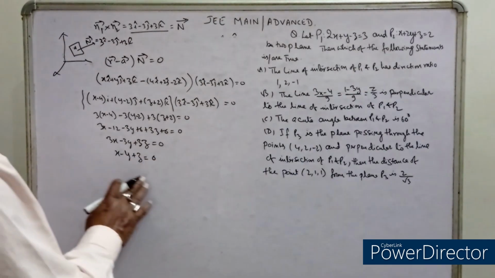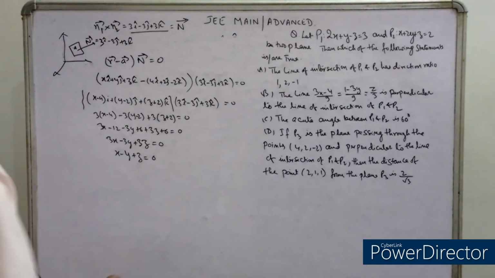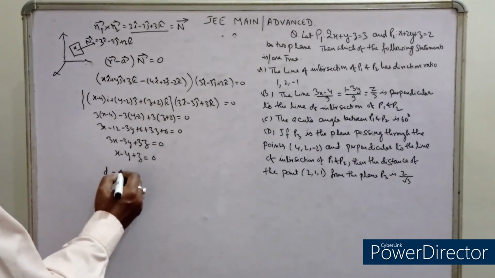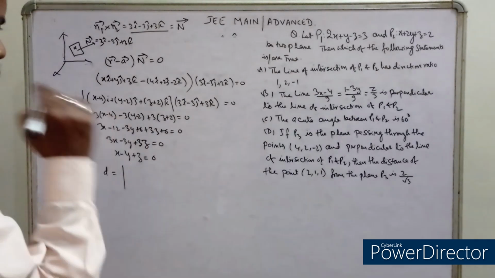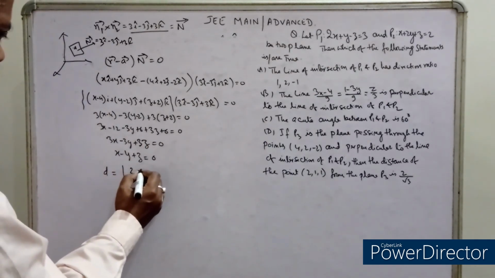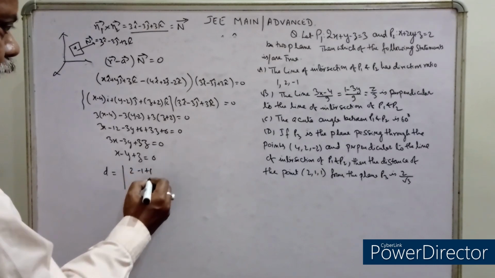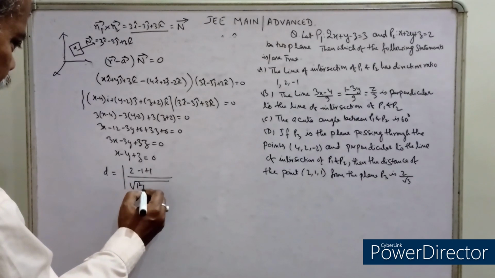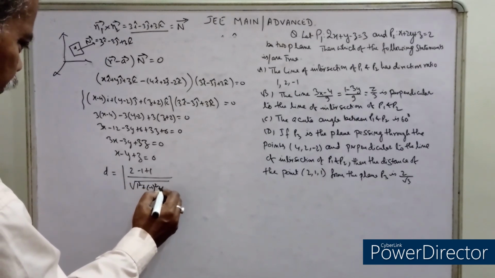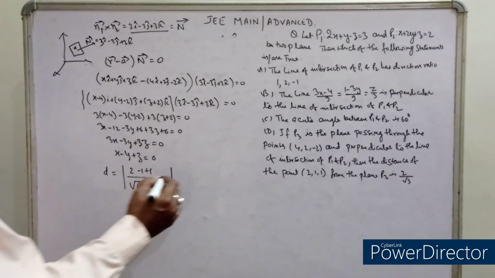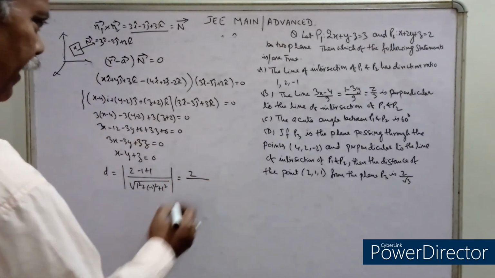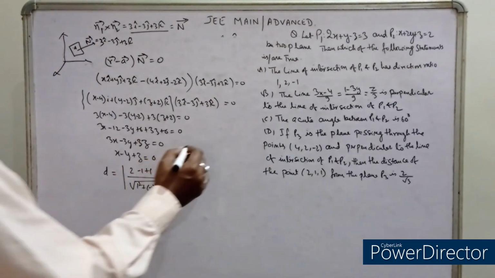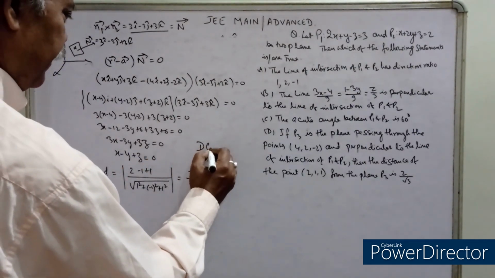So this is the plane, and now the distance from this. For the distance formula, it is equal to modulus of 2 minus 1 plus 1 divided by root over 1 square plus (minus 1) the whole square plus 1 square. So this comes out to be 2 by root 3. So your option D is correct.